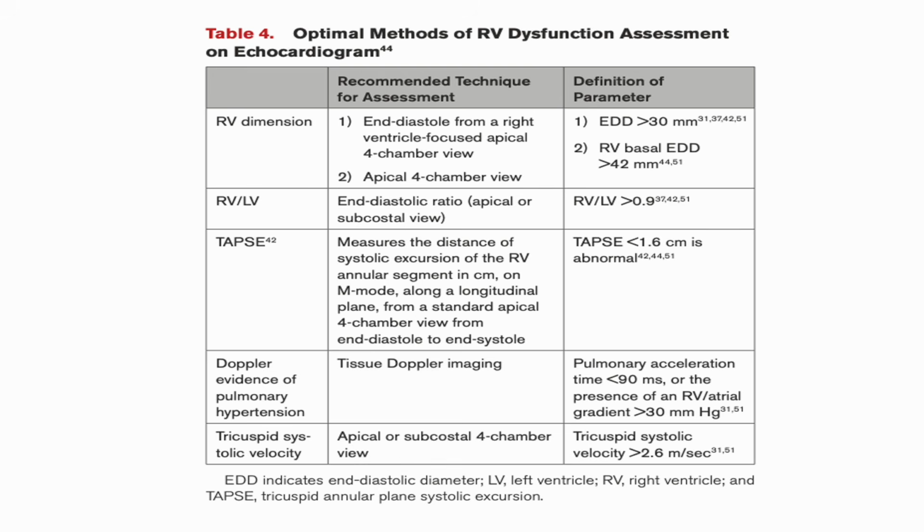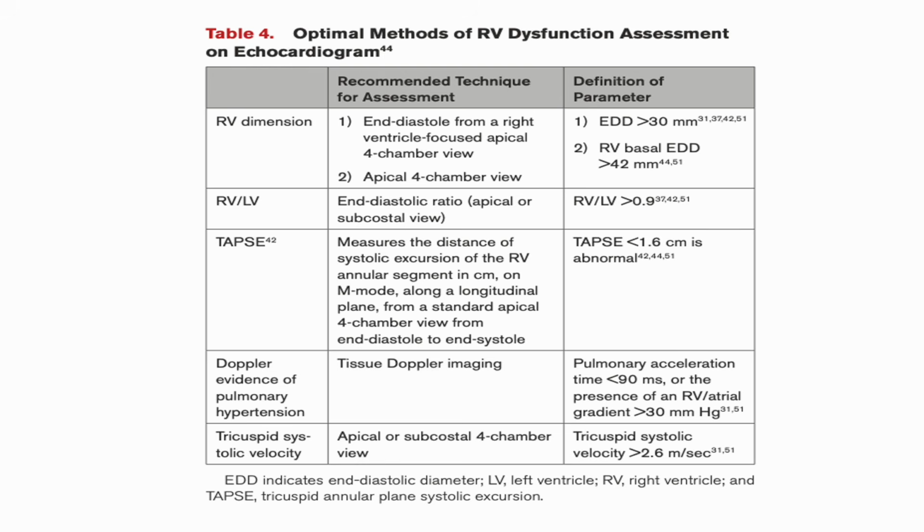The third is the TAPSE, or tricuspid annular plane systolic excursion. How do we do it? It measures the distance of the systolic excursion of the right ventricle annular segment in centimeters on M mode along a longitudinal plane from a standard apical four chamber view from end diastole to end systole. So the TAPSE should be less than 1.6 centimeters to be called abnormal. The tricuspid annular plane systolic excursion.